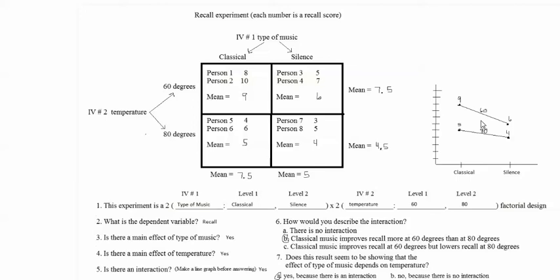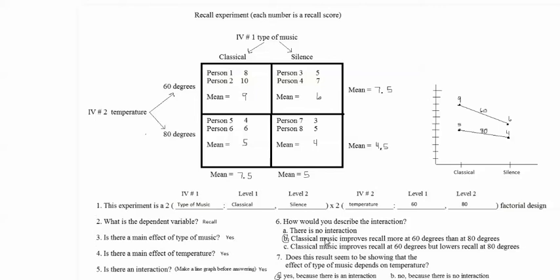So at 60 degrees, in the 60-degree room, classical is 3 higher than silence, because it goes up from 6 to 9. But in the 80-degree room, classical is only 1 higher than silence. It only goes up by 1. So the line is not as steep. It's steeper here and not as steep here, which makes them not parallel, and there is an interaction. So remember, parallel lines means no interaction. Non-parallel lines means there is an interaction.